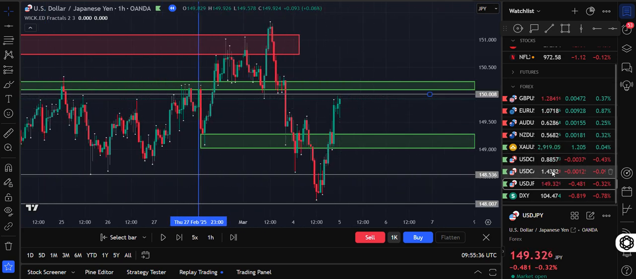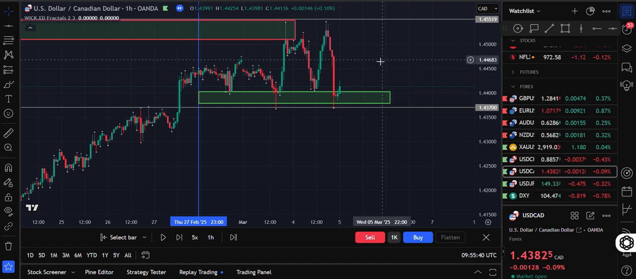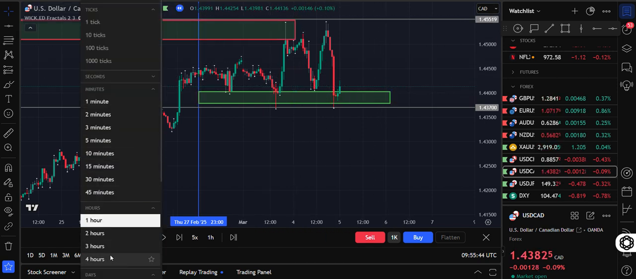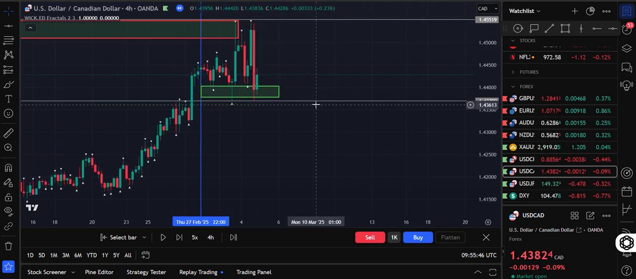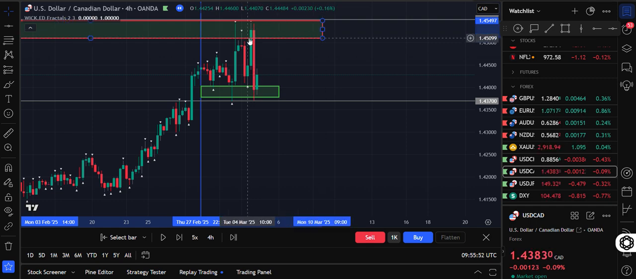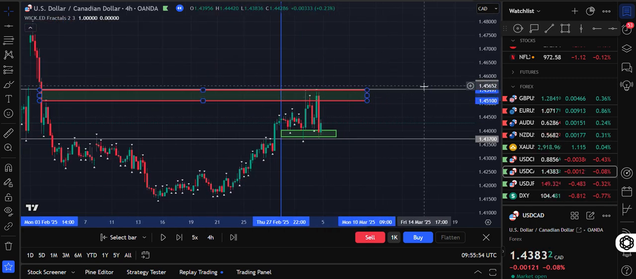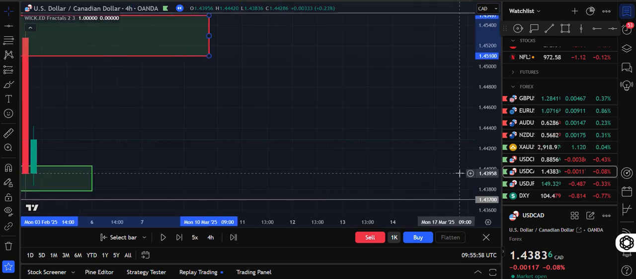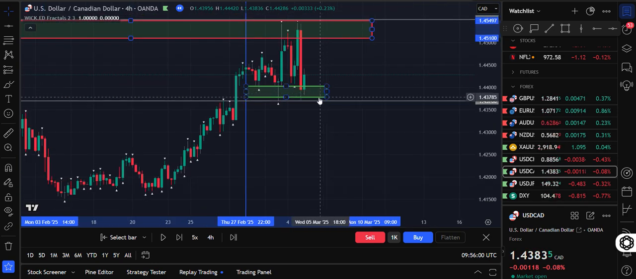So let's look at CAD, USD CAD, Canadian dollar. Now yesterday, go back on the 4 hour, as we said, we've got this big push. We opened up here. Now again, this area is getting heavily respected, which is the 145 area, 145 500.